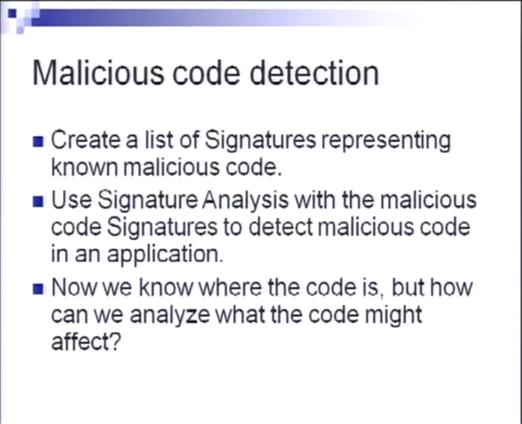So how do we do malicious code detection? Create a list of signatures representing what you want, some virus, some thing that skips this code, whatever you've got. Use signature analysis to detect it. We now know where the code is, but how can we analyze what it might affect, which is the next topic.